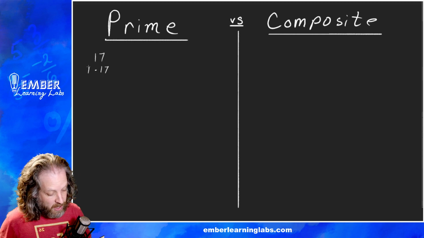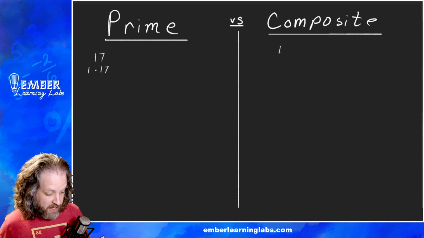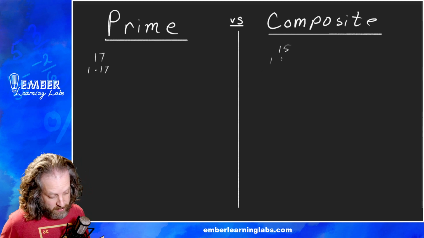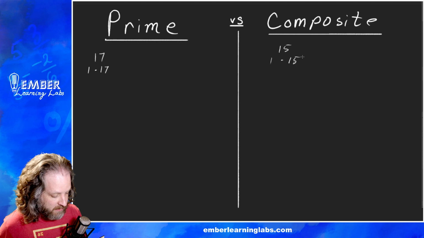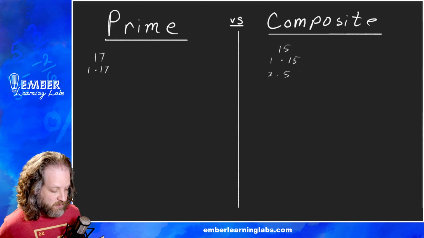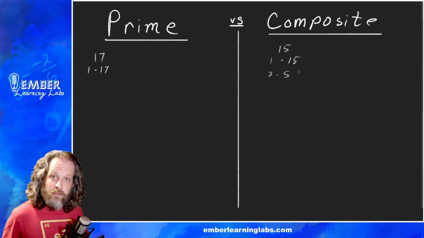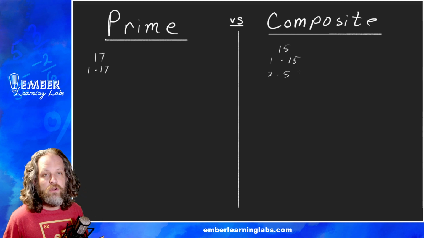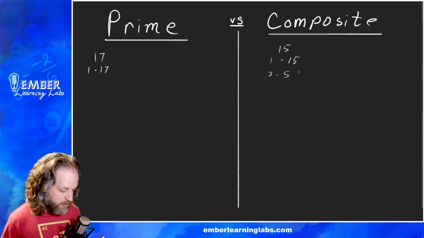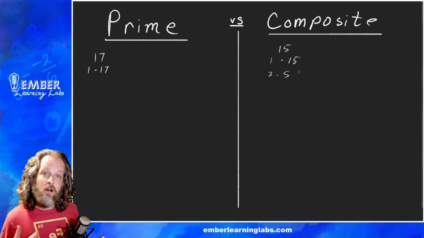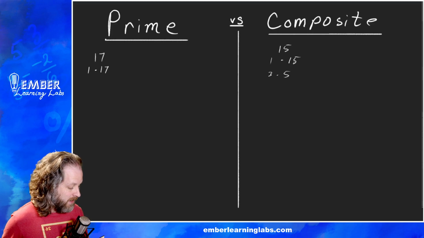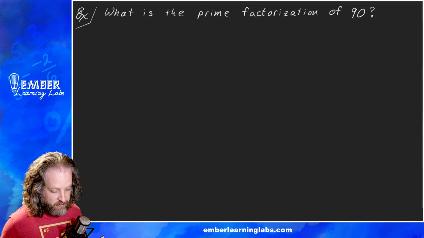There aren't any others. Unlike a composite number like, say, 15. 15 does have the 1 and 15, right? 1 times 15 gives us 15. But we can also split it into 3 times 5 as well. So composite numbers are numbers that can be split, that more than just 1 and the number can multiply to get the number. So that's the difference between prime and composite numbers. Now, what is prime factorization? I think it's going to be easiest to explain what it is by doing an example. So let's jump in and do that.